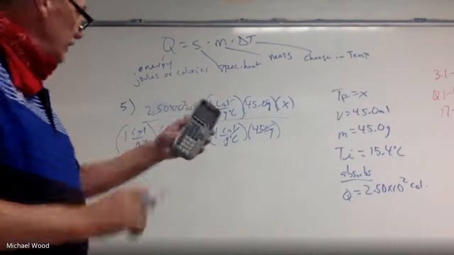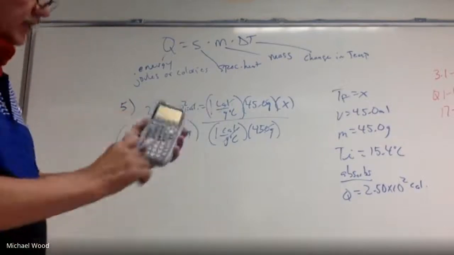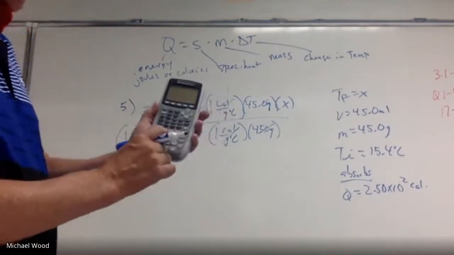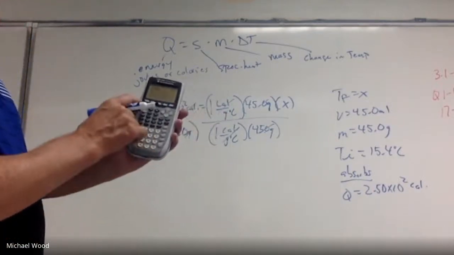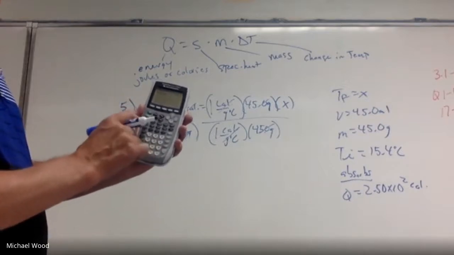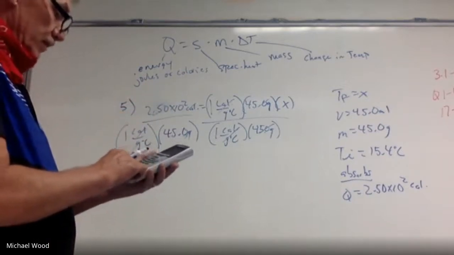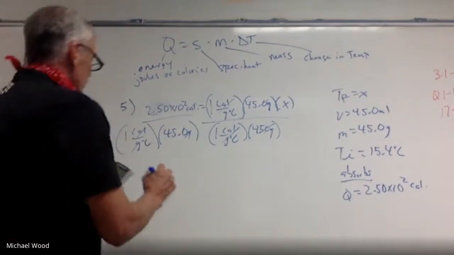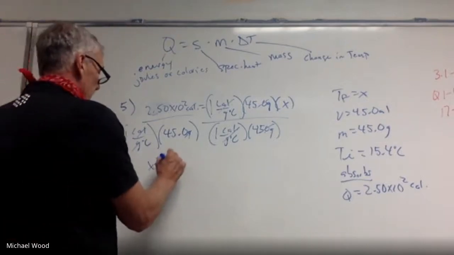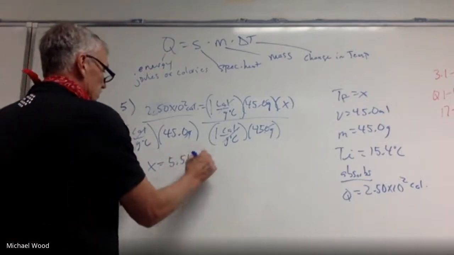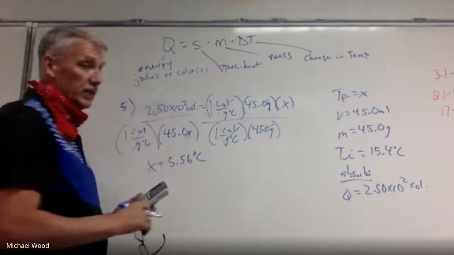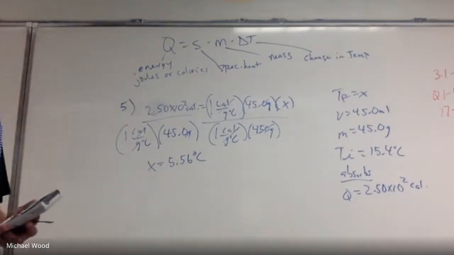So when I do this, on my calculator, how I push this in my calculator, I go 2.50, and then I go second exponent. That's how I do it, and then 2, and then divided by 45, and that gives me, so what X comes out to be is 5.56 degrees Celsius. Now, that is not my final answer. That is the change in temperature. It's not the final temperature.